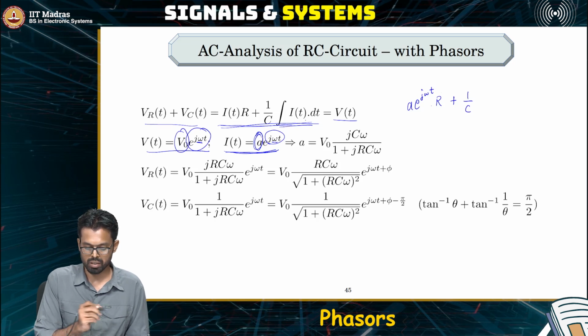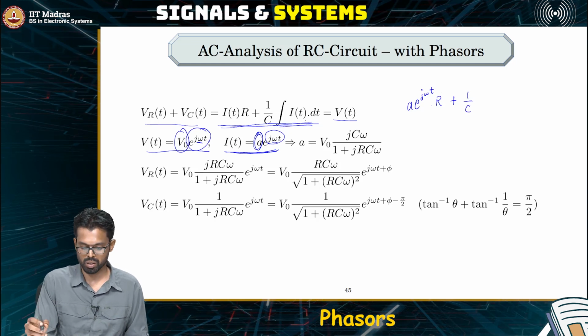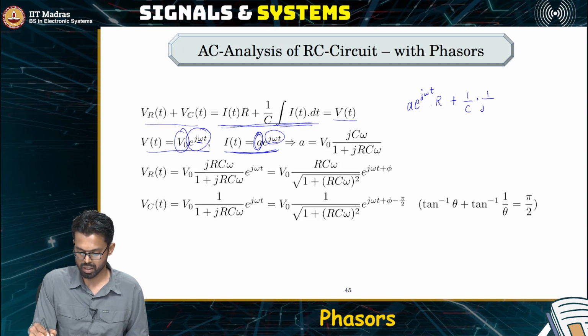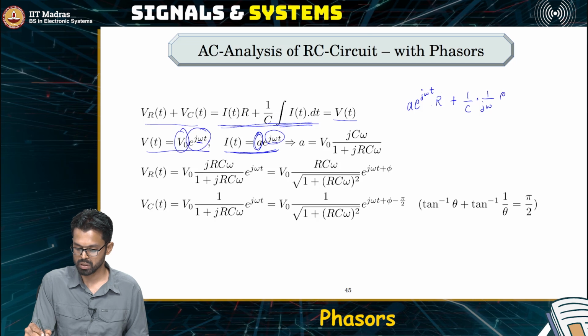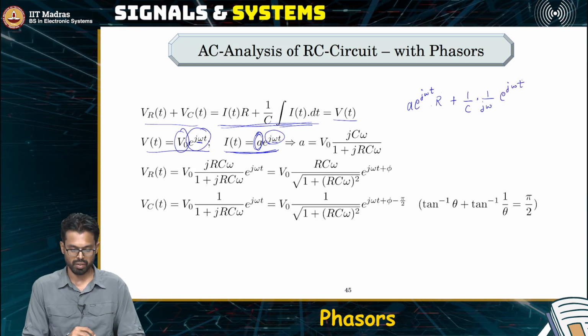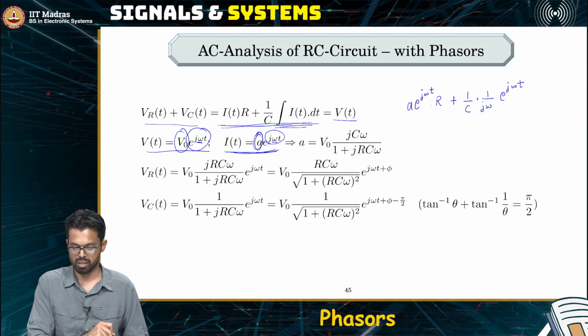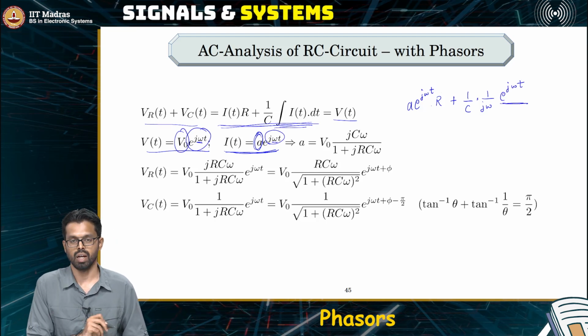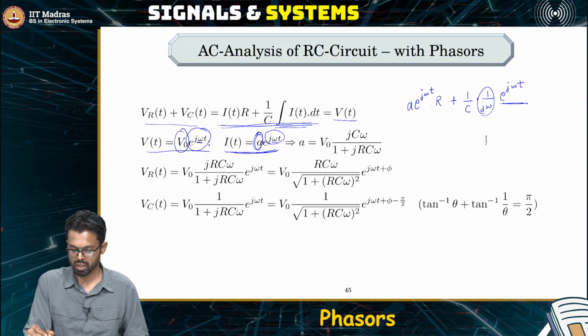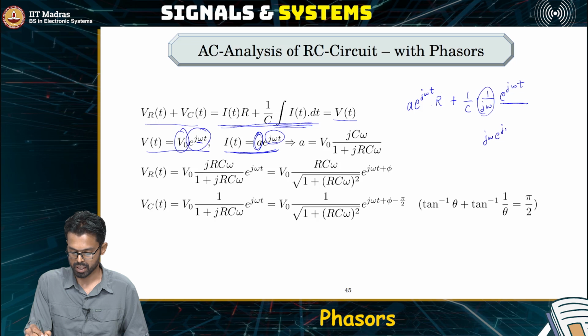Now integrate this phasor. If you integrate this phasor, what do you get? 1 by j omega times e power j omega t. This is a very nice property of a phasor. So if you integrate a phasor, you get the same phasor back with some scaled value. If you differentiate it, you would have gotten something like this, same thing.